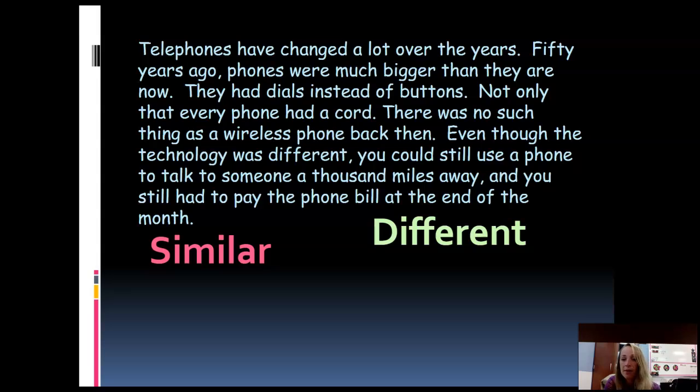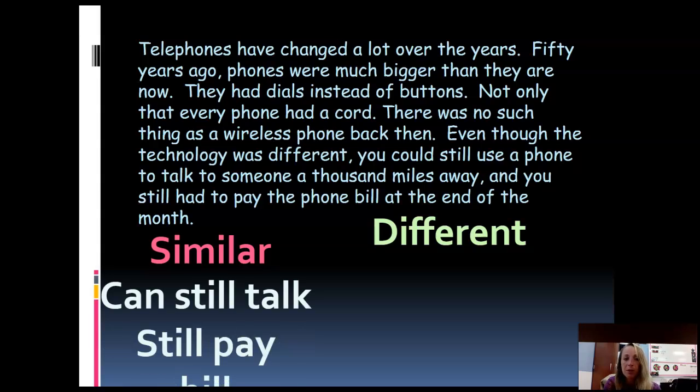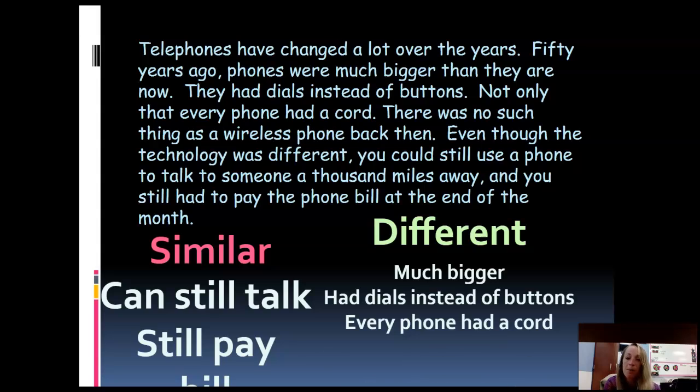So, how are they similar? Well, phones are similar because we can still talk and we still have to pay the bill. How are they different? They were much bigger back then. They had dials instead of buttons, and every phone had a cord. So there are similarities between phones today and back then, but there's also differences as well.